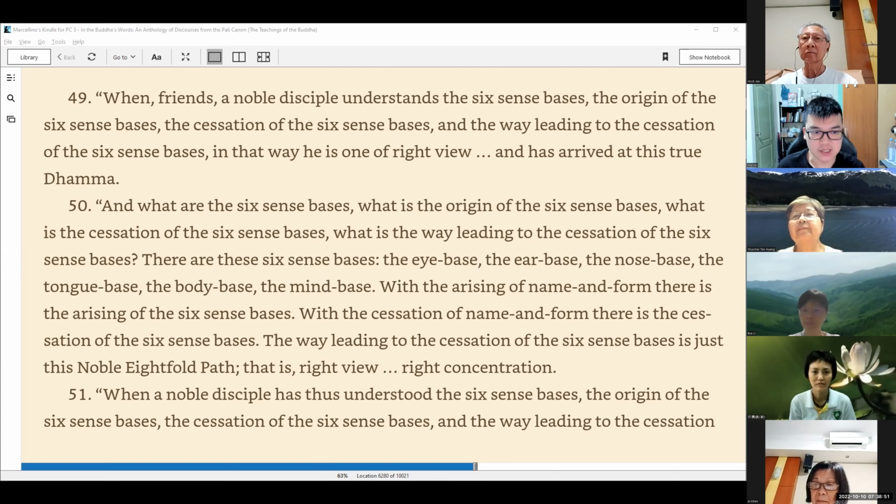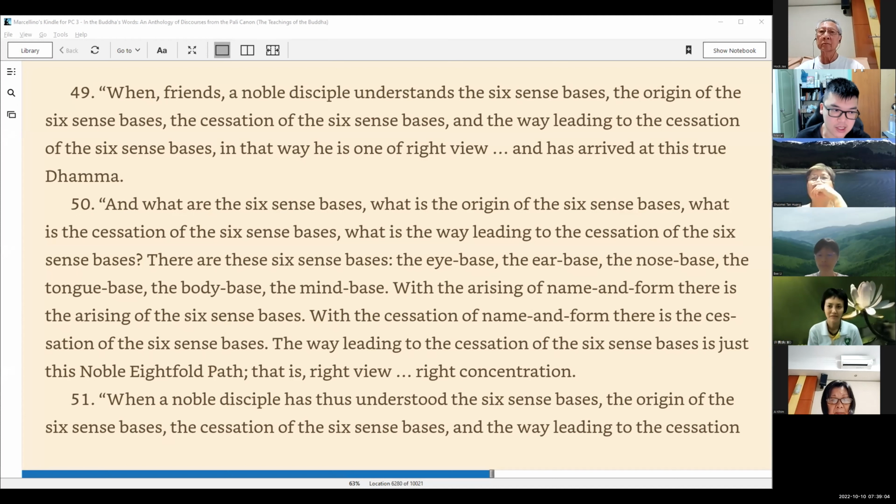And what are the sixth sense bases? What is the origin of the sixth sense basis? What is the cessation of the sixth sense basis? What is the way leading to the cessation of the sixth sense basis? There's this sixth sense basis: the eye base, the ear base, the nose base, the tongue base, the body base, and the mind base. With the arising of name and form, there is the arising of the sixth sense basis. With the cessation of name and form, there is the cessation of the sixth sense basis. The way leading to the cessation of the sixth sense basis is just this Noble Eightfold Path. There's right view all the way to right concentration.